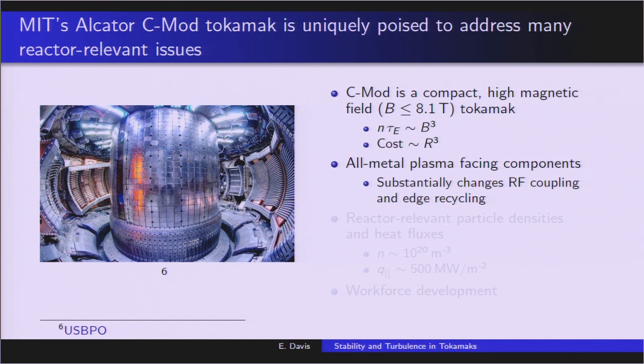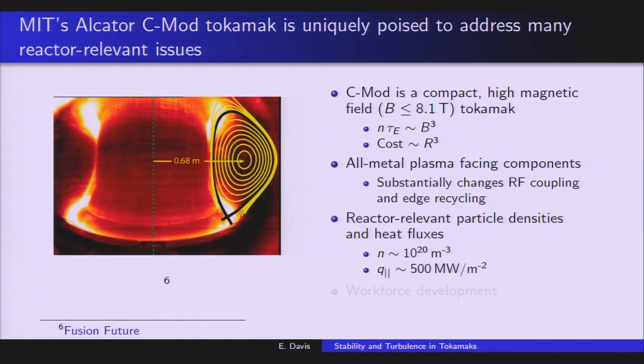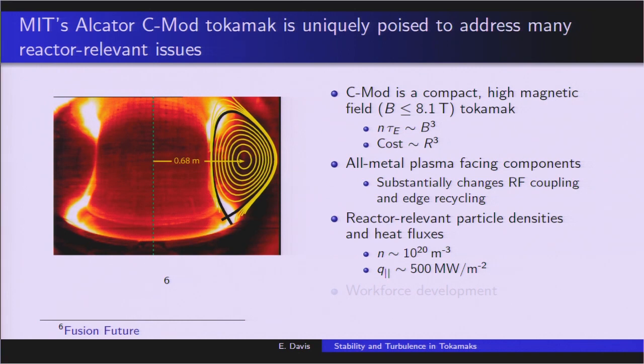They're molybdenum. This is important because in a reactor, you can't be using something like carbon, which most devices use today, because it has very high tritium retention. And using metals substantially reduces that. But it also substantially changes properties on the edge of the plasma, and that really needs to be studied, which you can do on this reactor. It has reactor-relevant particle densities and heat fluxes, of order 10 to the 20 per cubic meter, and parallel heat fluxes of order 500 megawatts per meter squared.